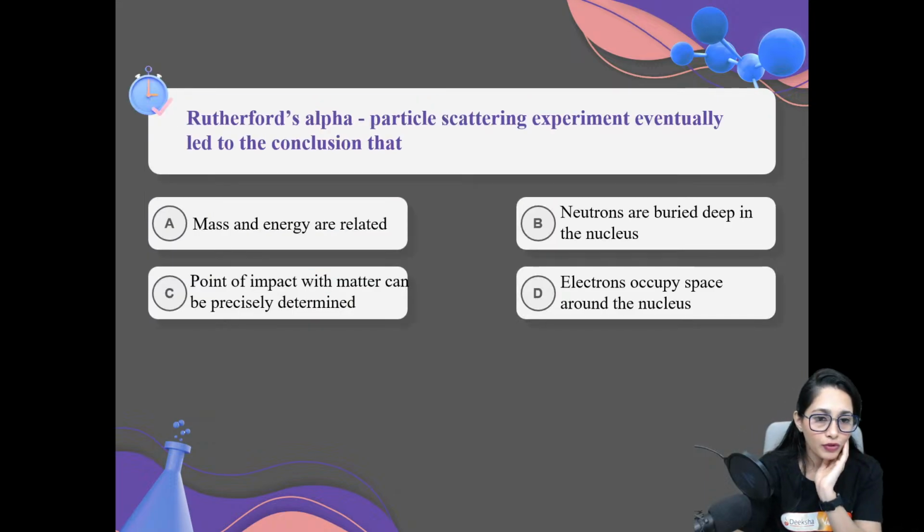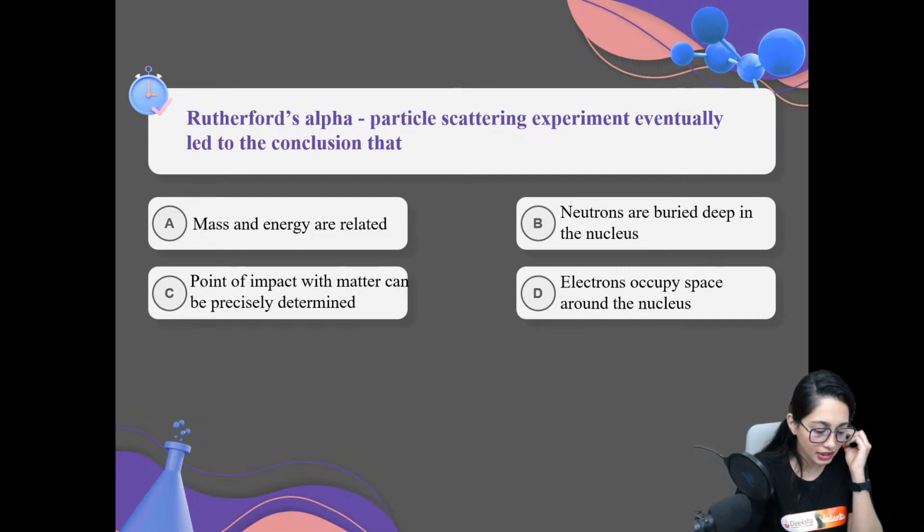Rutherford's alpha particle scattering experiment eventually led to the conclusion that dash. Mass and energy are related. Neutrons are buried deep in the nucleus. Point of impact with matter can be precisely determined. Electrons occupy space around the nucleus.